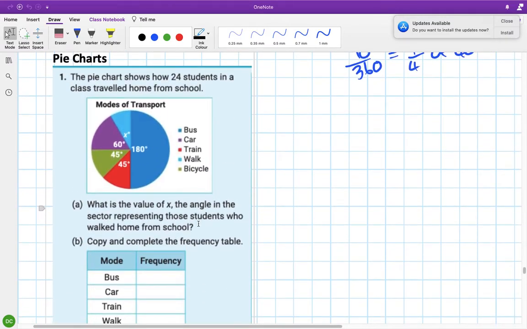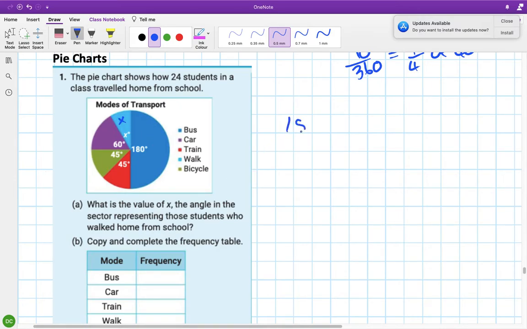Okay. So the pie chart shows how 24 students in the class travelled home from school. So bus, car, train, walk, bicycle, and it's colour coded to tell you which is which. What is the value of x, the angle in the sector which represents those students who walked home from school? So this here.